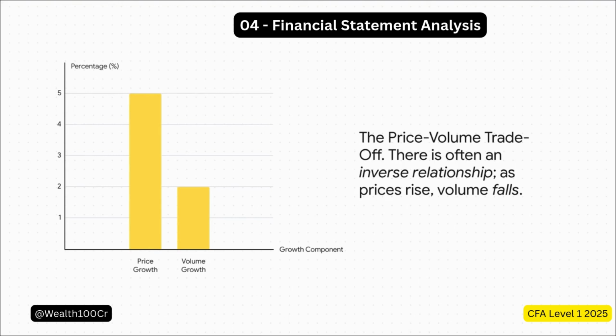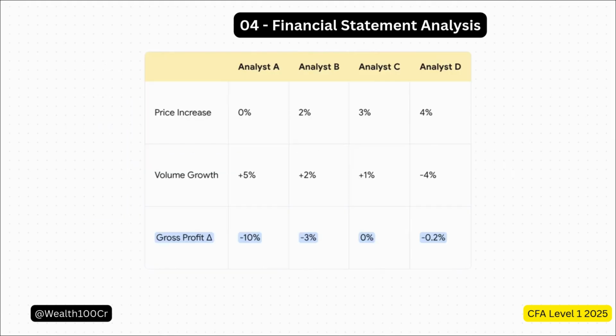As this example shows, there's usually a trade-off, a push and pull. This is the concept of price elasticity. And a huge part of your forecast is judging just how much volume the company will lose for every percentage point they hike prices. And this highlights a crucial strategic choice you have to model.